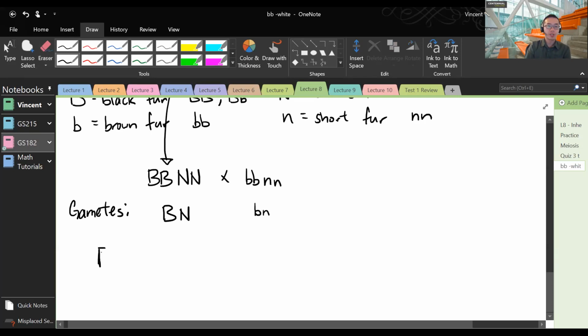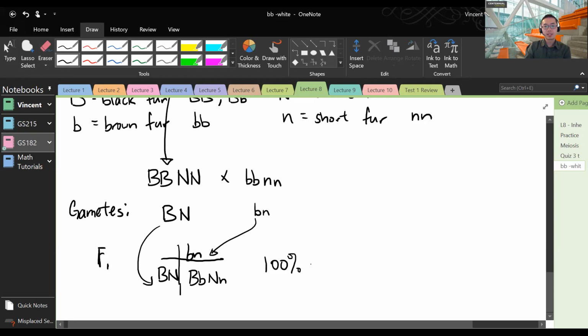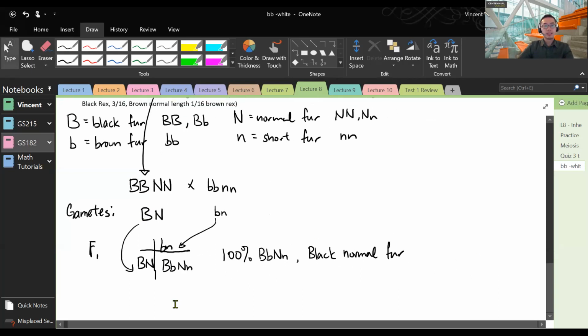Okay, so if we do the first generation, the F1 generation, we put the big B, big N gamete here from one rabbit, and then we put the small b, small n from the other rabbit. So that gamete goes there, that gamete goes here. Then what do we have? In the F1 generation, 100% of the bunnies will be big B, small b, big N, small n, which means they will have black normal fur. That's the easy part. Are we okay?